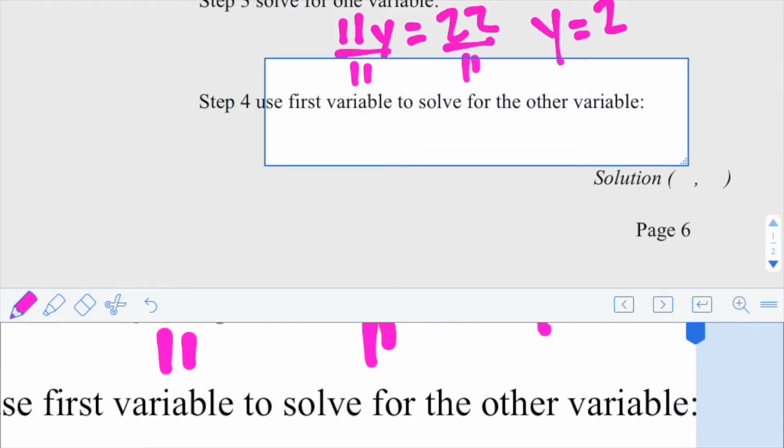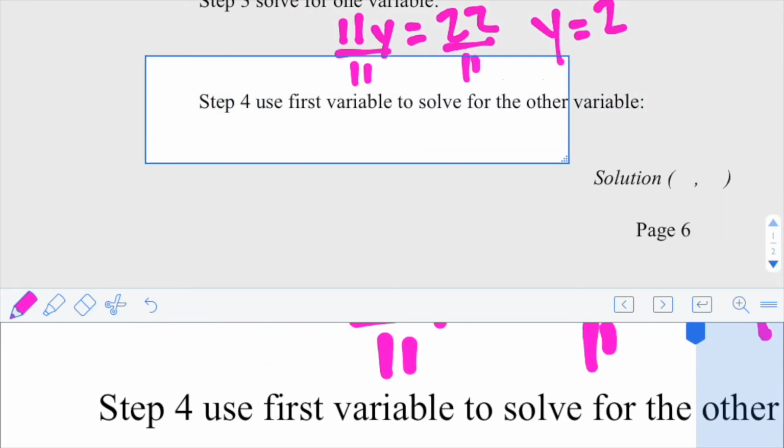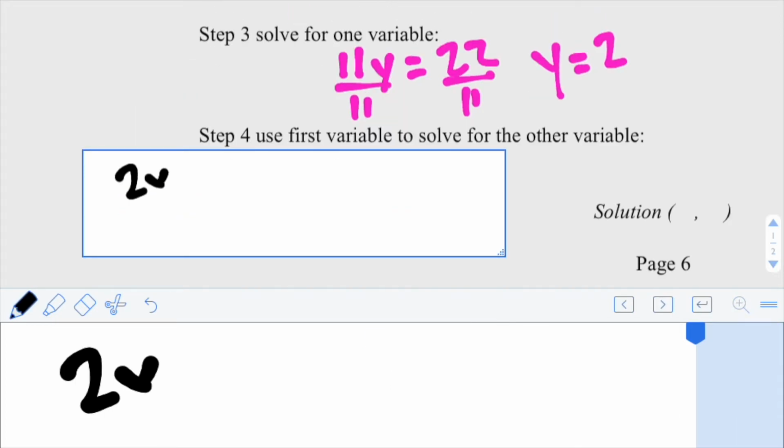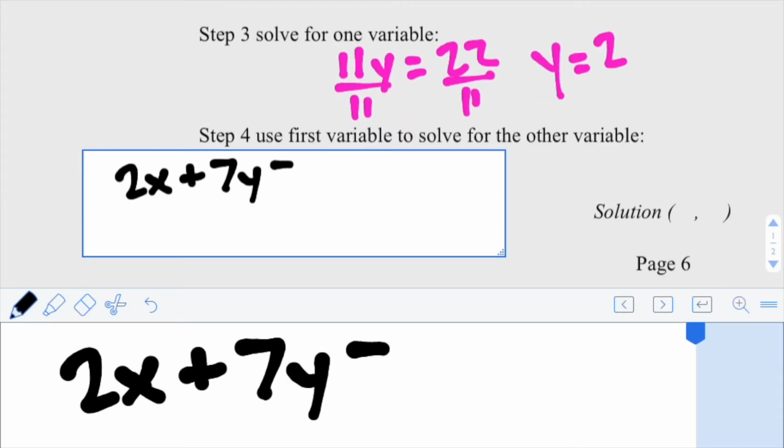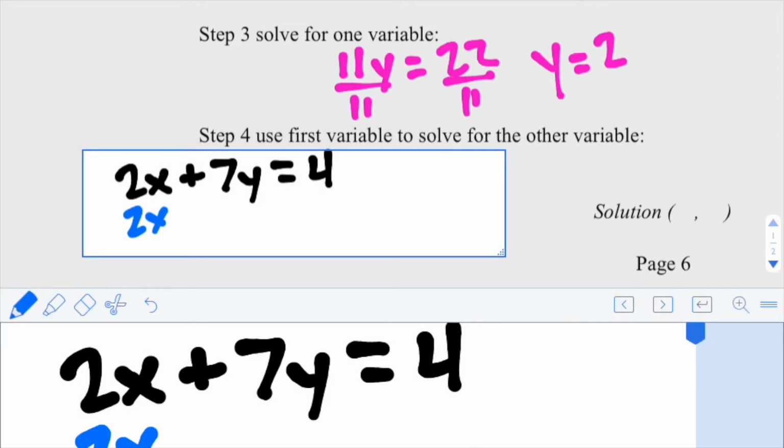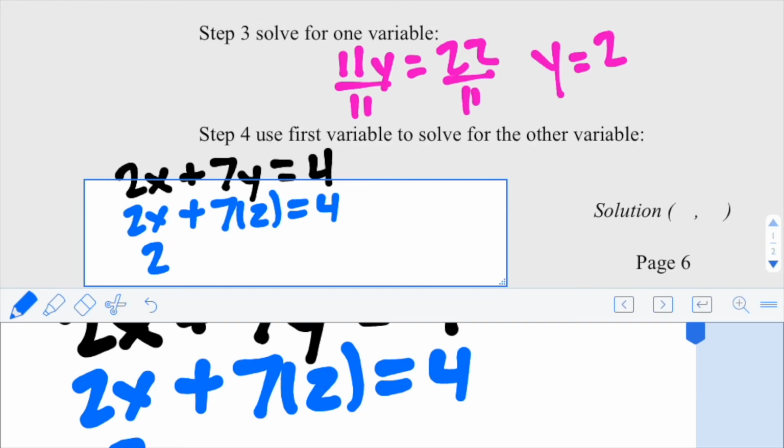So we want to use the first variable to solve for the other variable in one of the original equations. 2x plus 7y equals 4. But now we're going to plug in 2 for the y value. So we're going to have 2x plus 7 times 2 equals 4. So it was 2x plus 14 equals 4.